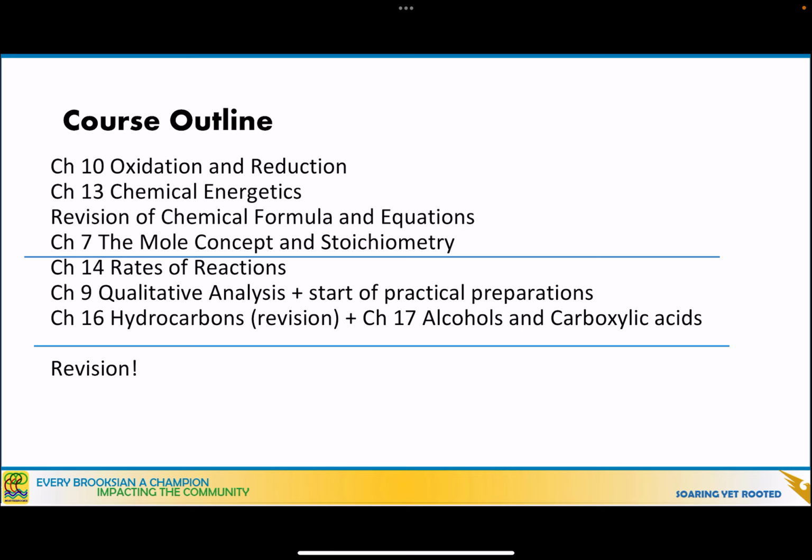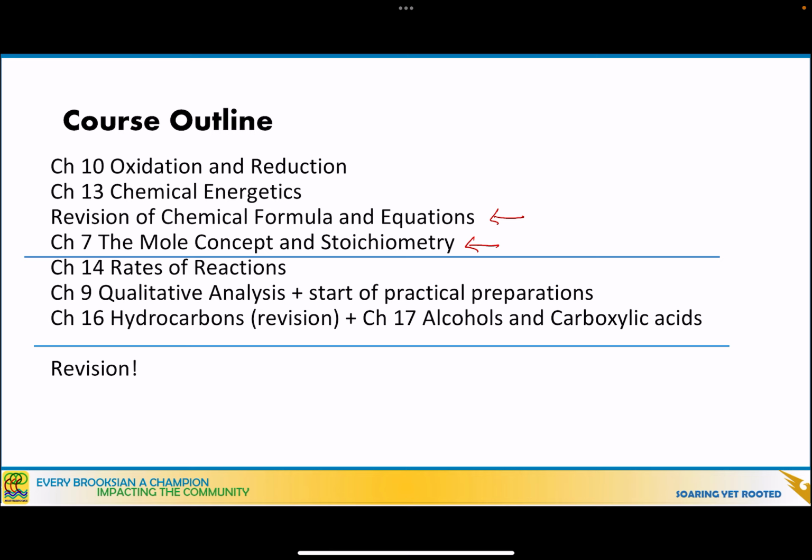All right, so we will be beginning with Chapter 10, Oxidation and Reduction, followed by a very short Chapter 13, Chemical Energetics. Then after which, we will do a short revision on formulas and equations. So it's kind of like what you did last year during your 4NA ACP lessons. If you are quite good in this, you can progress pretty fast, so that you'll be prepared to continue with Chapter 7. It's a big topic.